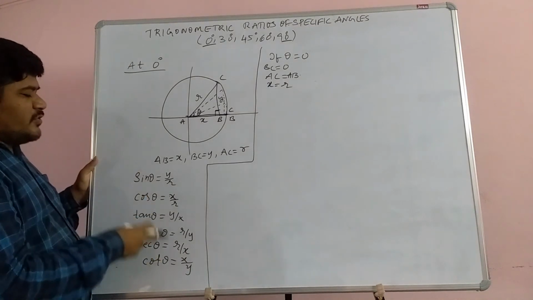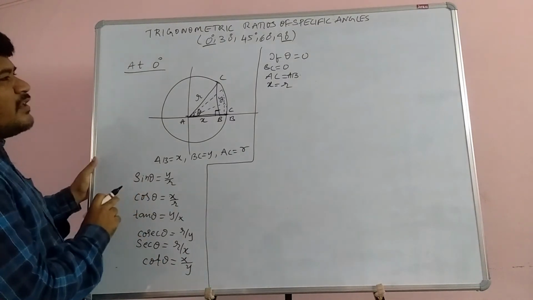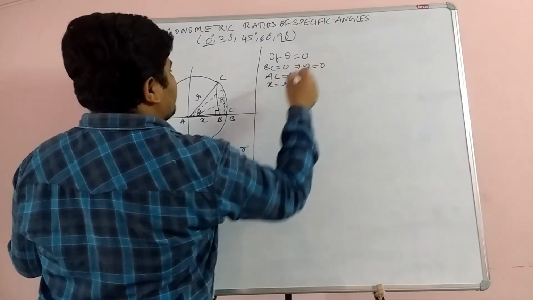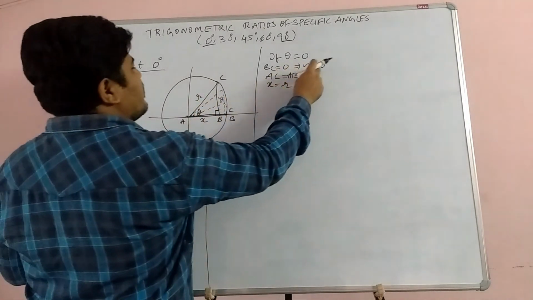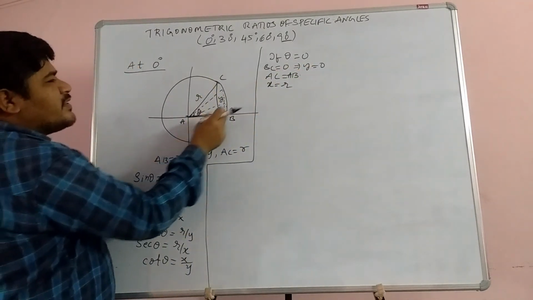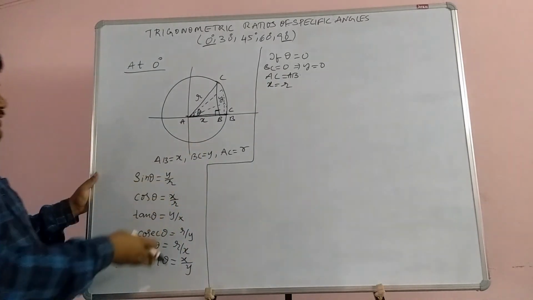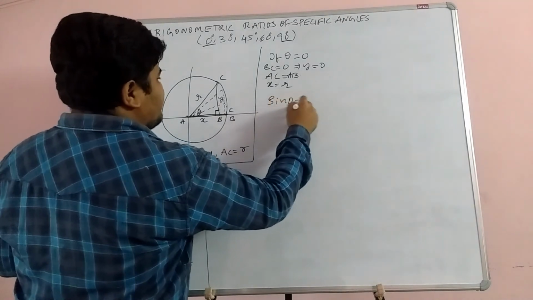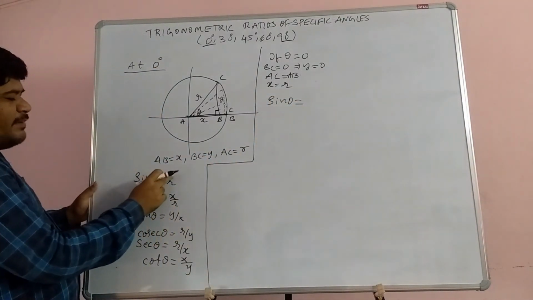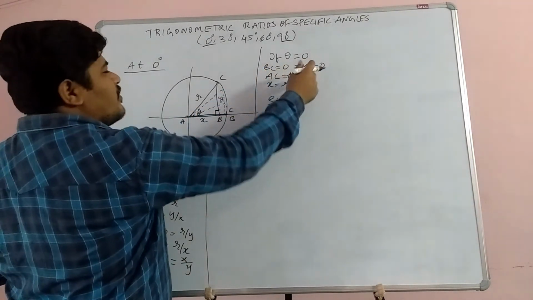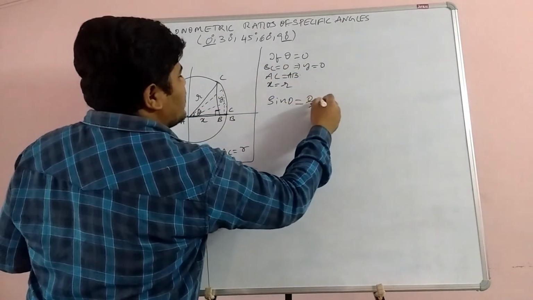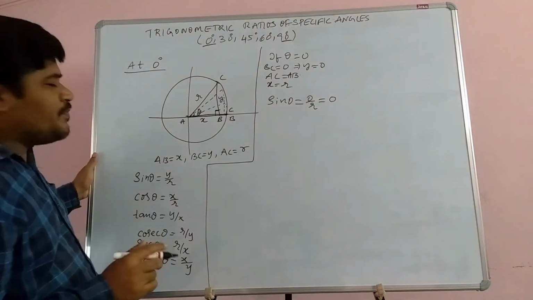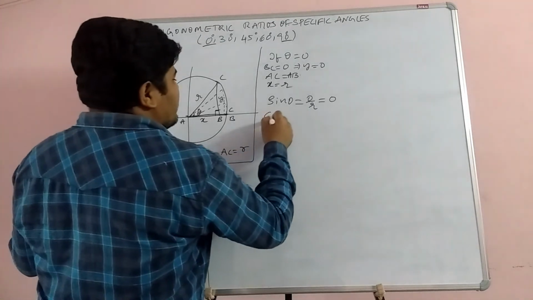So now let's see these ratios at 0 degrees. BC is equal to 0 means y is equal to 0, and AC is equal to AB means x is equal to r. So now look at these ratios. What is sin 0 then? Sin 0 is equal to y by r. So what is the y value? 0, no? So sin 0 is 0 by r, that is equal to 0. So sin 0 is equal to 0.